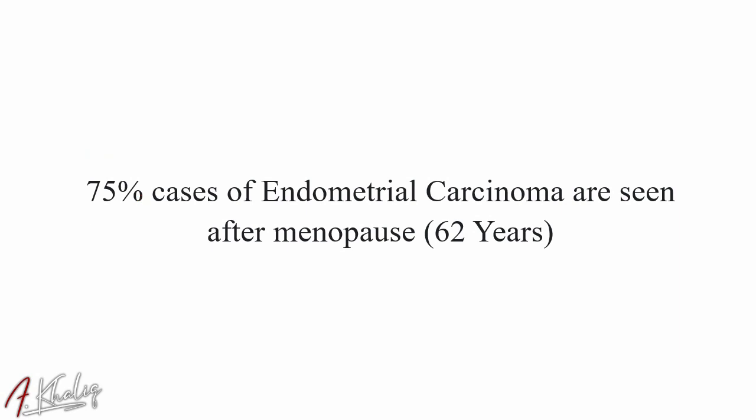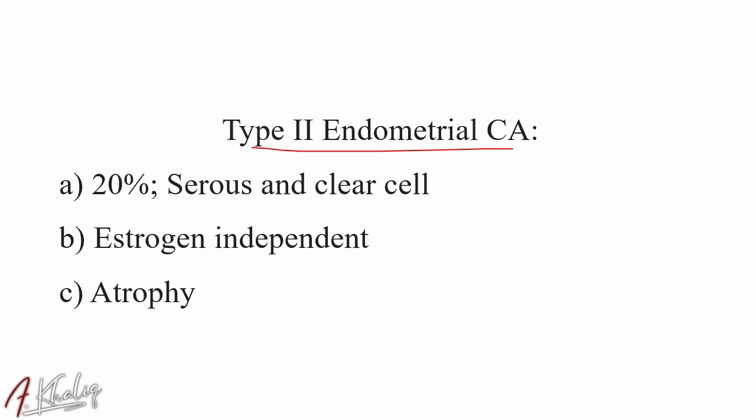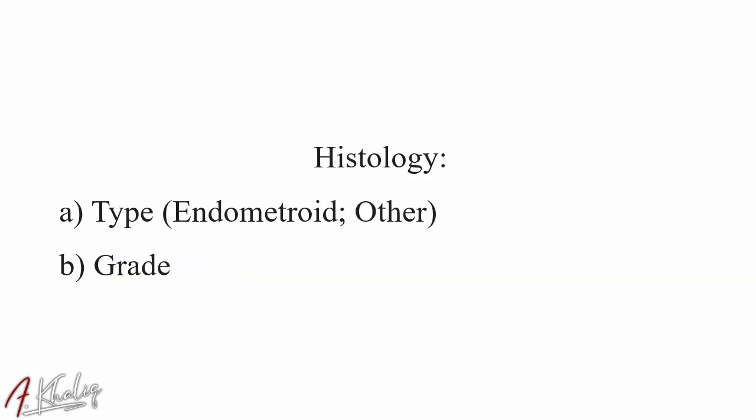Now, 75% of endometrial carcinomas are seen after menopause, or you can just say after 62 years. If you talk about type 1 endometrial carcinoma, it's seen in 80% of cases. It's just an adenocarcinoma. It's estrogen dependent, and that's because of hyperplasia. Now, type 2 endometrial carcinoma is seen in 20% of cases. It's just serous and clear cell carcinoma. It's estrogen independent, and that's related to atrophy instead of hyperplasia.